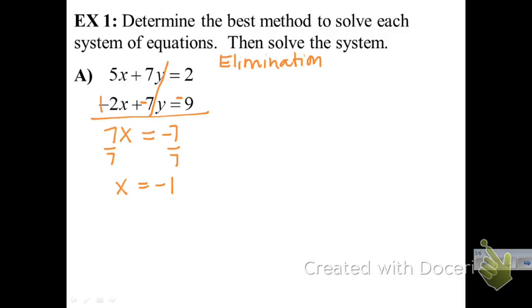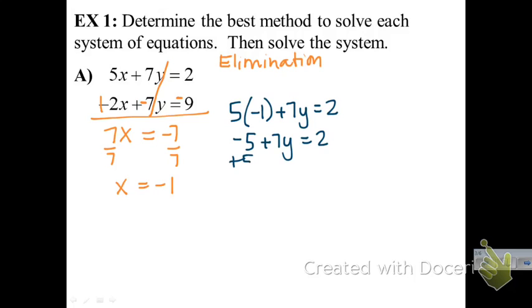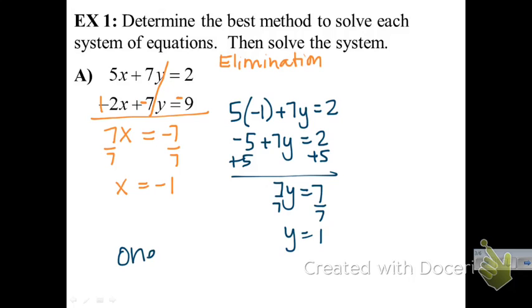So let's use the top equation. I didn't change that. And we have 5 times x. We just found x to be -1 plus 7y equals 2. And to solve this, 5 times -1 is -5 plus 7y equals 2. You're going to add 5 to both sides. 7y equals 7. Divide by 7 to both sides, and y equals 1. So you have one solution located at -1, 1.